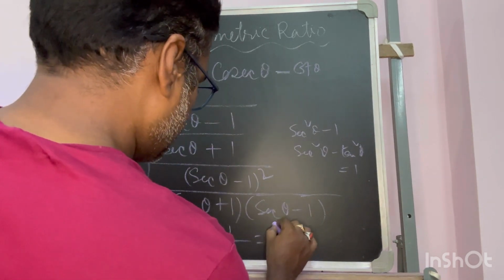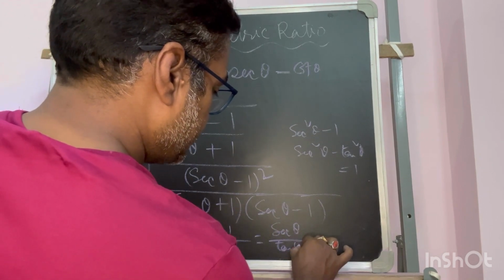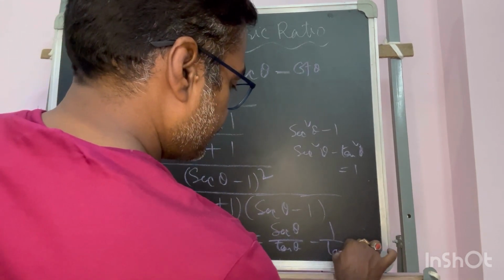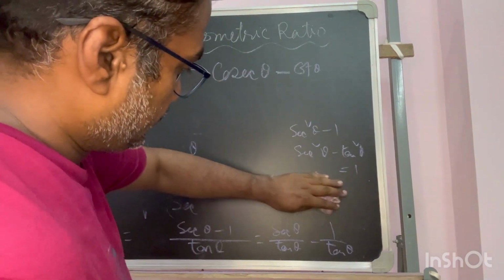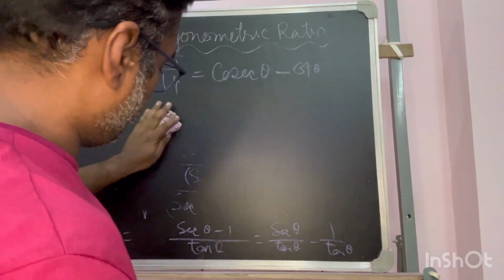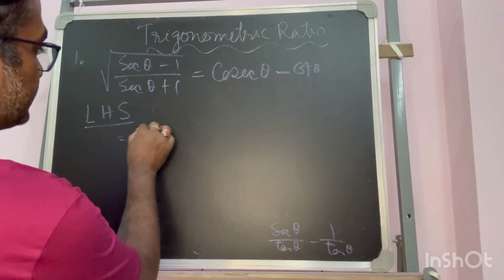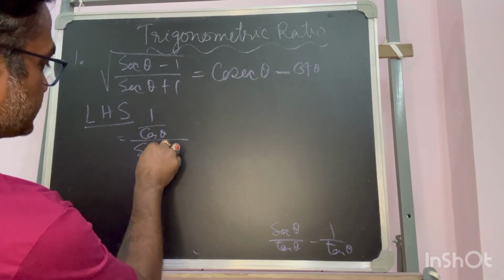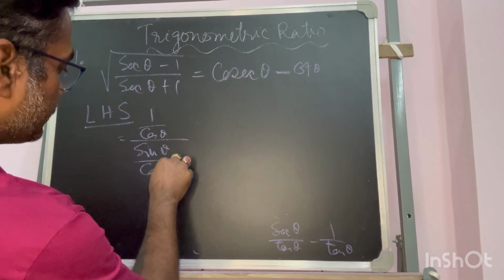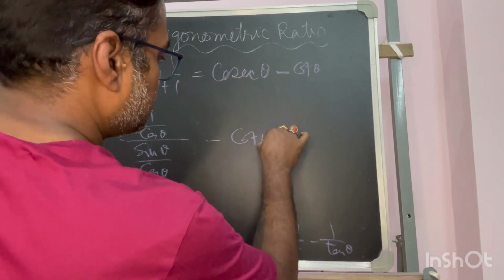So now if I divide into two parts, tan theta minus 1 by tan theta, isn't it? If I write that sec theta is equal to 1 by cos theta and tan theta is equal to sin by cos theta, okay, minus 1 by tan is equal to cot theta.